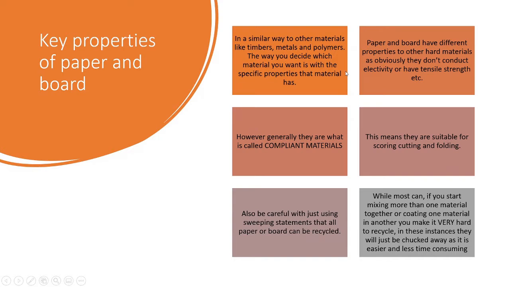If you've already watched the videos in order, with metals, plastics and timbers, we talked about understanding you can't just say something's made out of paper or card or metal or wood, because that gives you no marks. The way you specify what specific material you want depends on the properties that it has.